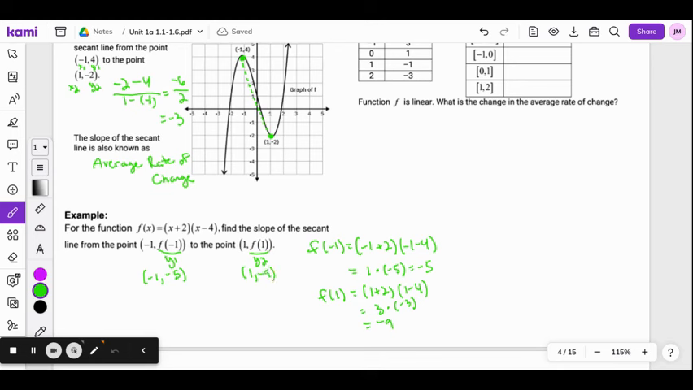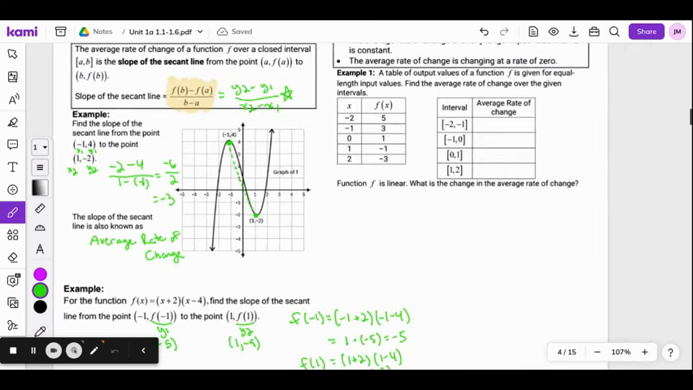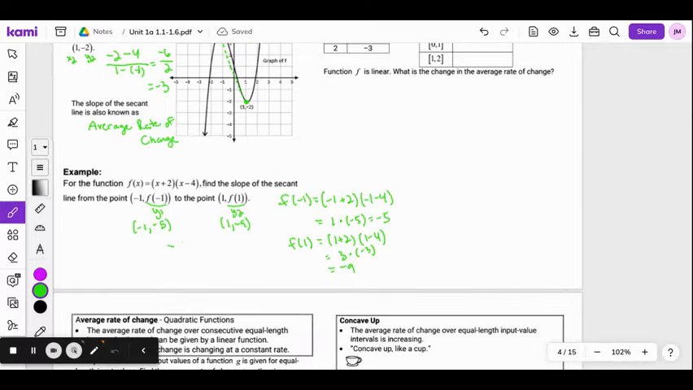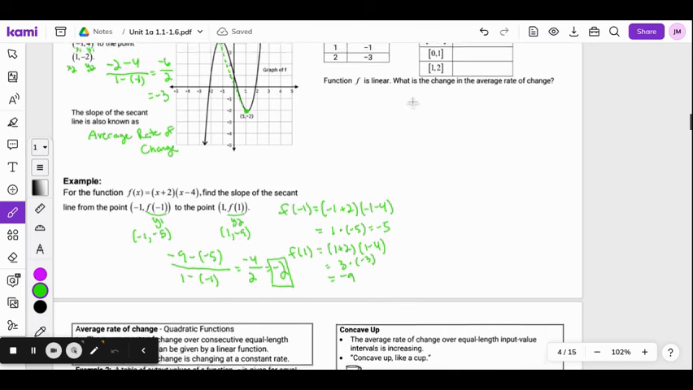So to find the slope of the secant, we'll just do our coordinate point one up here again. So I'm going to get -9 minus -5 all over 1 minus -1, which is going to be -4 over 2, it looks like. So this answer is going to be -2. So that is our slope of our secant line, -2.